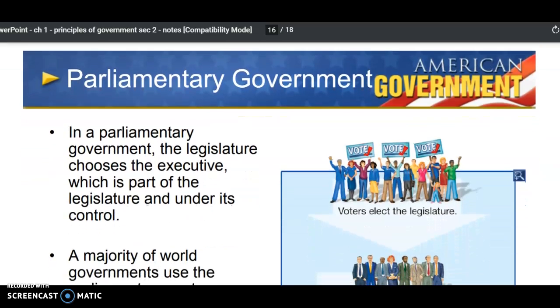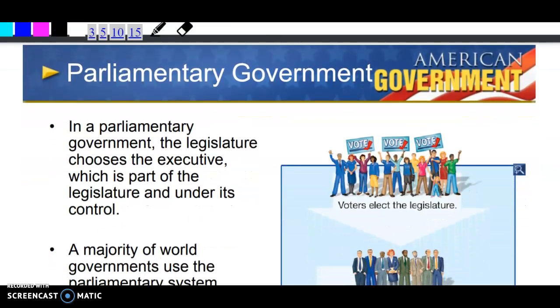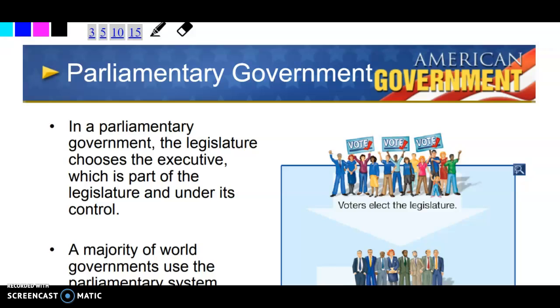The next type of government, and your next heading, is parliamentary government. In a parliamentary government, the legislator chooses the executive, which is part of the legislator and is under the legislator's control.